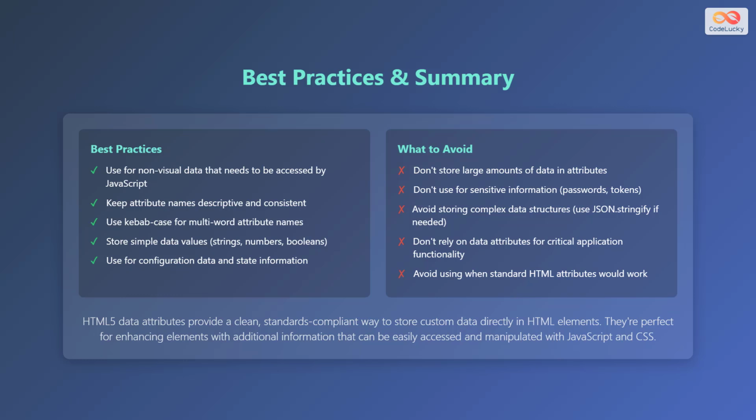To wrap things up, here are some best practices to keep in mind when using HTML5 data attributes. Use them for non-visual data that needs to be accessed by JavaScript. Keep attribute names descriptive and consistent. Use kebab case for multi-word attribute names. Store simple data values like strings, numbers, or booleans. And use them for configuration data and state information.